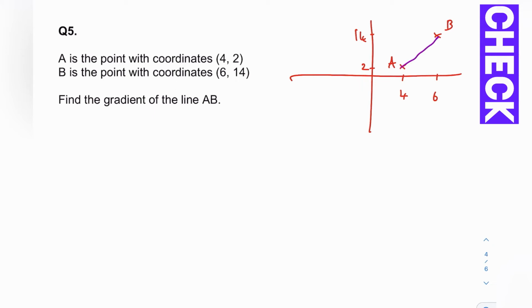I again now want to find the gradient of this line. So I look at my change in y. We've gone from a y ordinate of 14 to 2, so that's a change of 12. And then we look at our x ordinates, it's gone from 6 to 4, which is a change of 2. So therefore my gradient must equal 12 over 2, which is a gradient of 6.